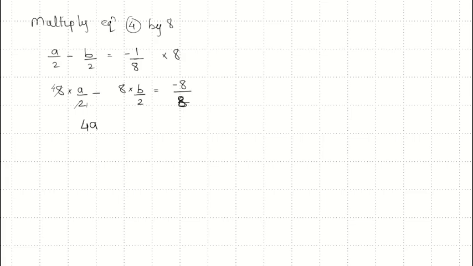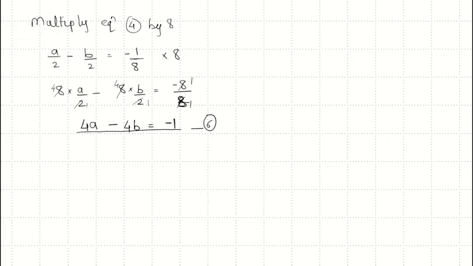So this is 4a minus 4b, here 2 fours are 8, is equal to 8 ones are 8, upon 8, which is minus 1. Don't forget the minus sign. Mark this as equation number 6. We got a new equation here.